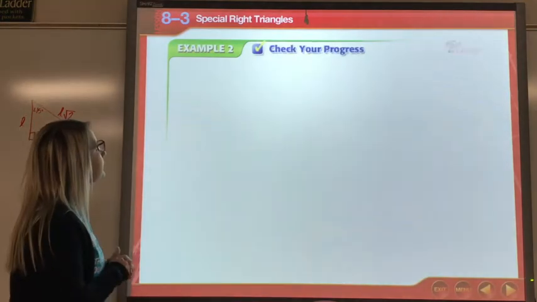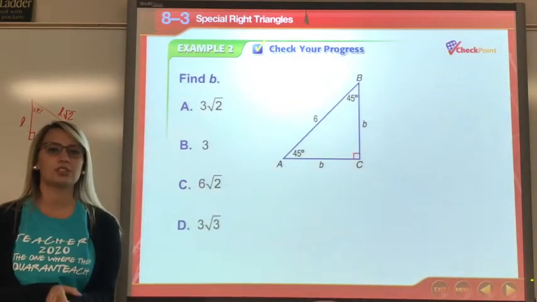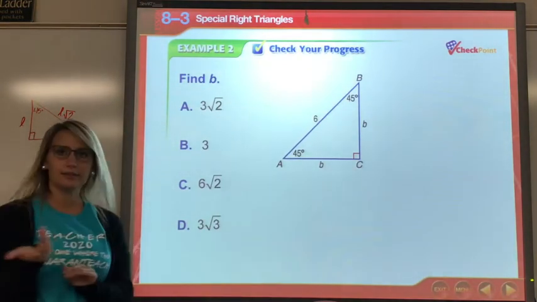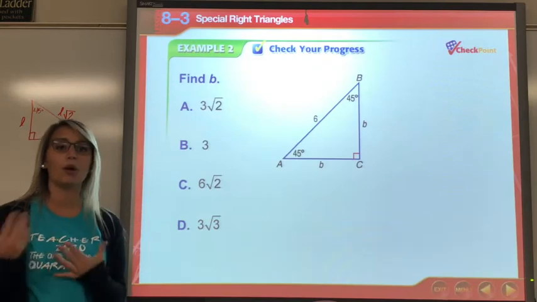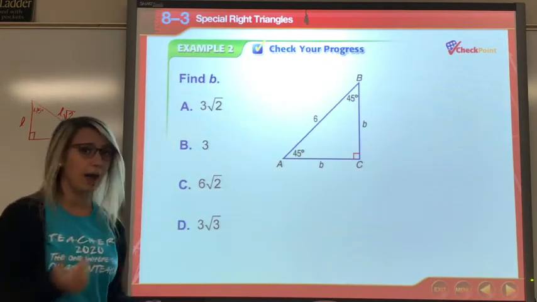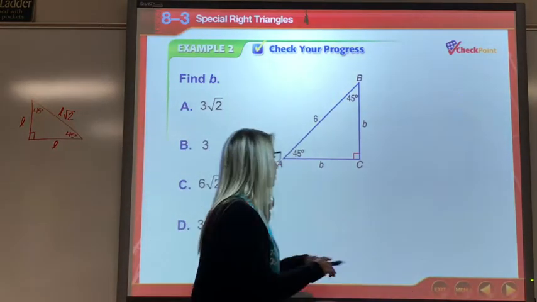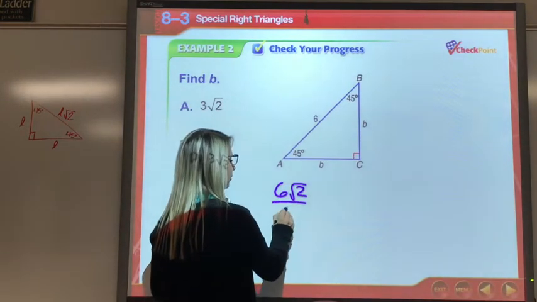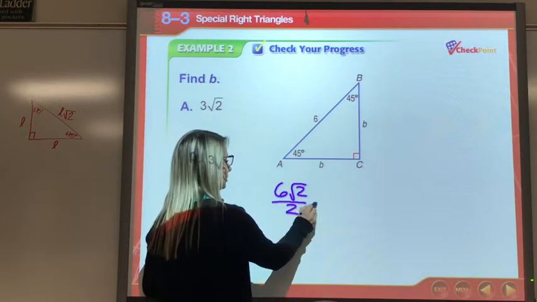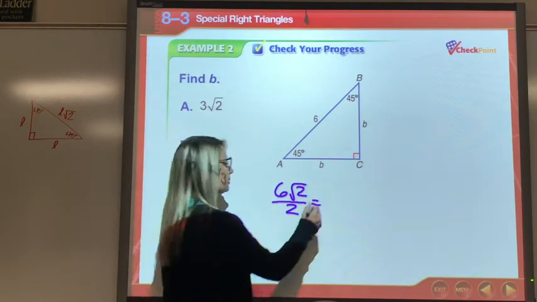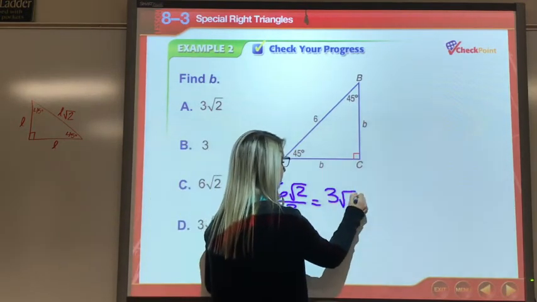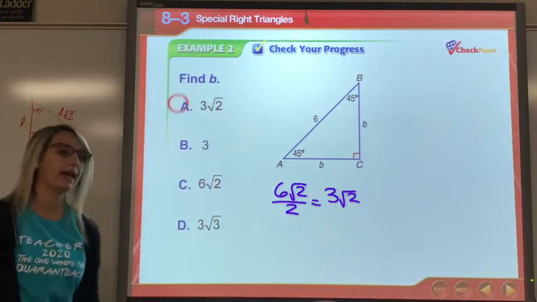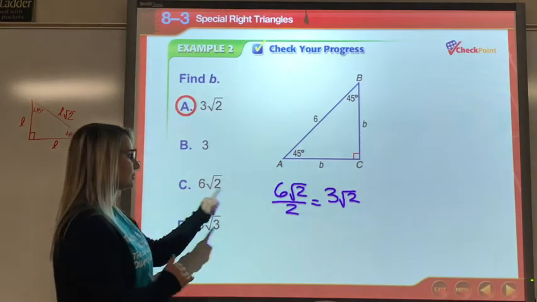Alright, here's one for you guys to try at home. Remember, you can either divide 6 by the square root of 2 or multiply by root 2 over 2. I'm going to do it that way. So I had 6 times the square root of 2 over 2. The 6 over 2 can simplify, so I get 3 root 2. So we should be getting A, 3 root 2 is this missing side.